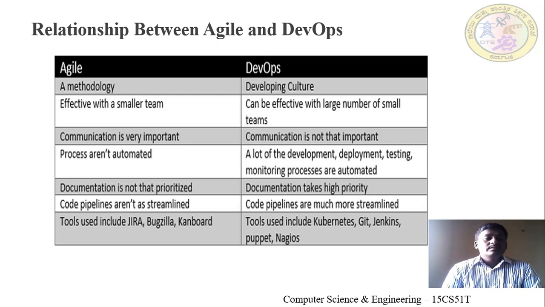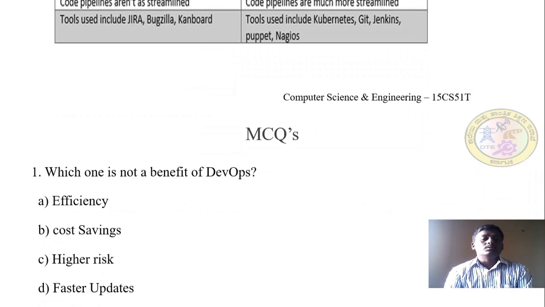Next, the last one: the tools. Agile tools used are Jira, Bugzilla, and Kanban. Some other tools are also available. In DevOps they are using so many tools: Git, Jenkins, Puppet, Vagrant, Nagios, Kubernetes. These are some of the tools used in DevOps.